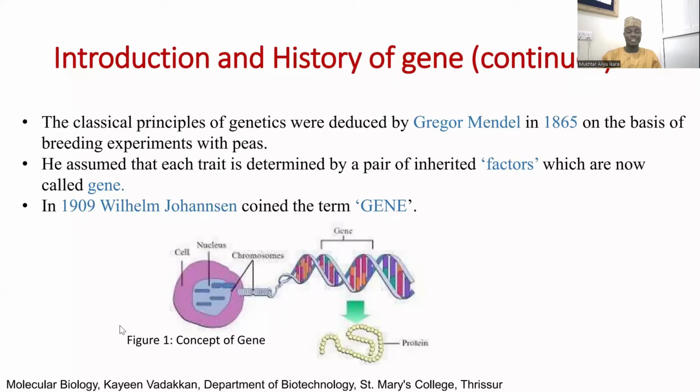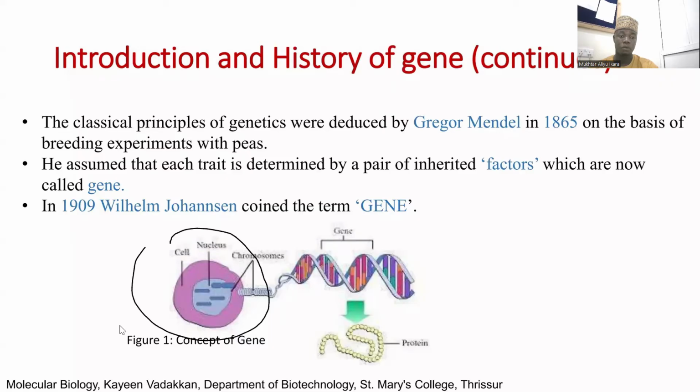So what is this gene? As I said, ladies and gentlemen, in a cell we have what you call the nucleus. So this is our cell, and we have the nucleus, and in the nucleus we have chromosomes, and in the chromosomes we have DNA, and in the DNA we have genes, and these genes are responsible for producing a functional protein.